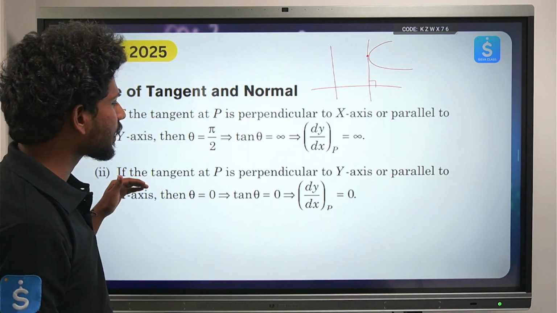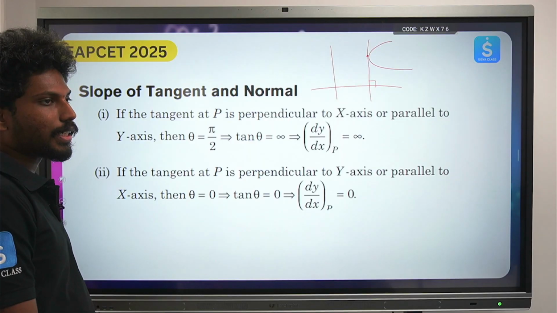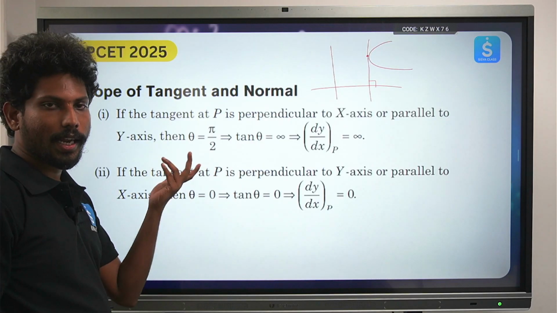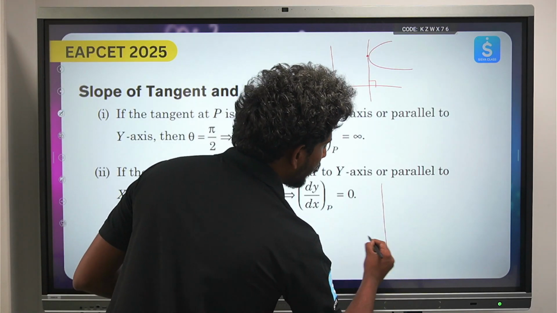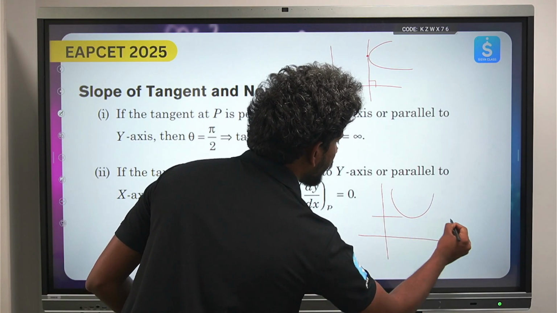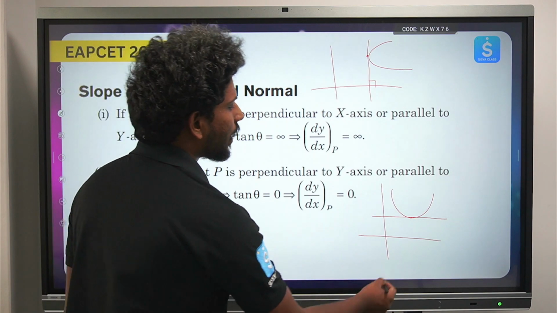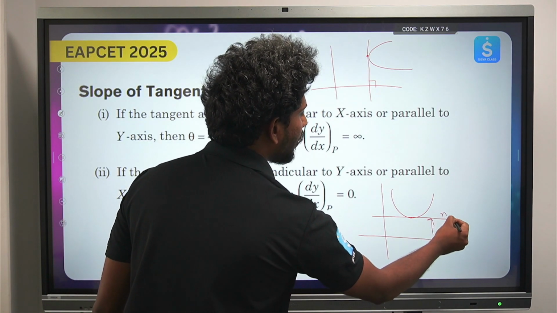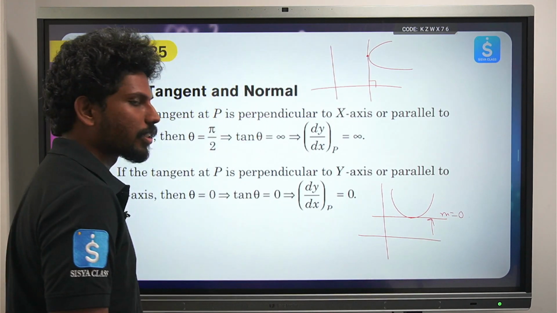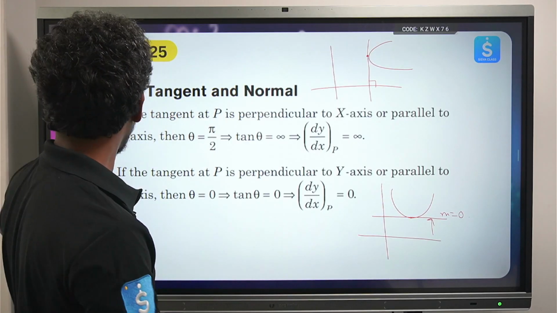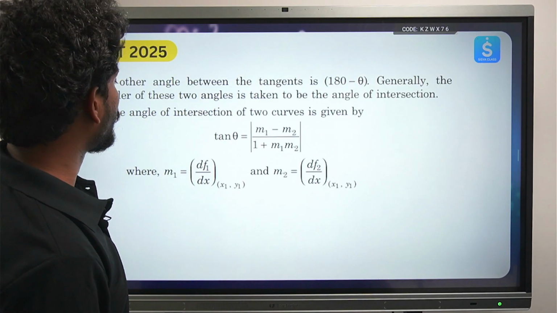So if there is a tangent that is parallel to the x-axis, that will be perpendicular to the y-axis. If there is a curve like this and you have to draw a tangent at this point, this line is parallel to the x-axis, and hence I can say the slope m is equal to 0, right? So dy by dx equals 0. So this is the slope of the tangent and the slope of a normal, right?